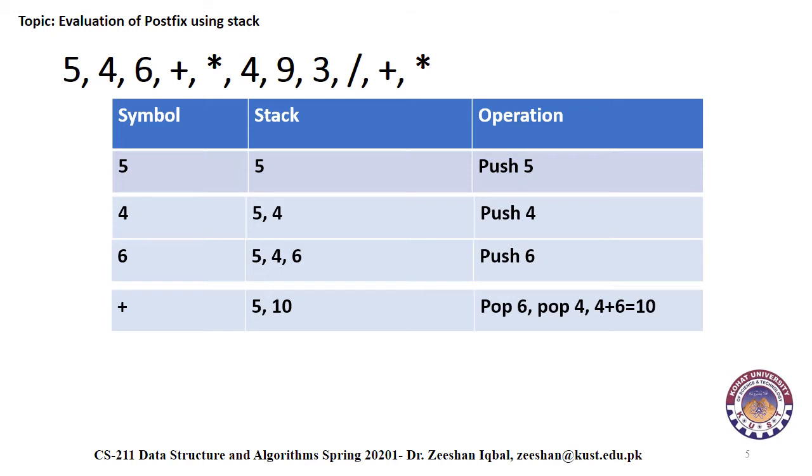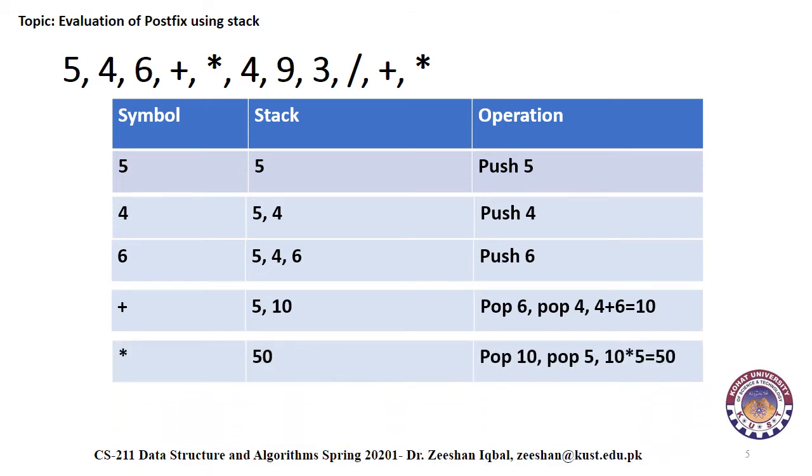Next symbol is plus, which is an operator, so we will pop the top two elements, that is 6 and 4, and apply the plus operator, so 4 plus 6 becomes 10. Hence, we will push this result 10 back onto the stack. In the next phase, the next symbol is asterisk, or multiplication, which is also an operator, so we will pop the top two elements, that is 10 and 5, and apply the operator, so 5 multiplied by 10 becomes 50. So this 50 will be pushed back to the stack as a result.